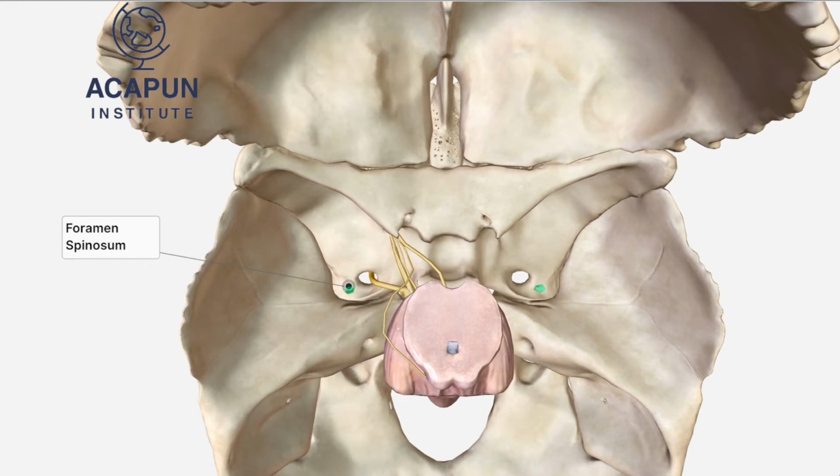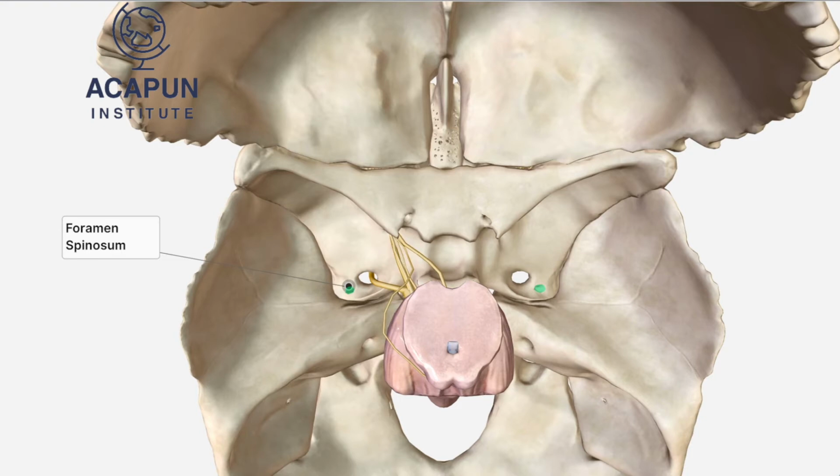This also connects the middle cranial fossa to the infratemporal fossa. It transmits the middle meningeal artery and vein and the meningeal branch of the mandibular nerve, which we just saw. The key structure to remember here is the middle meningeal artery, which is a branch of the maxillary artery, which itself arises as one of the two terminal branches from the external carotid artery.